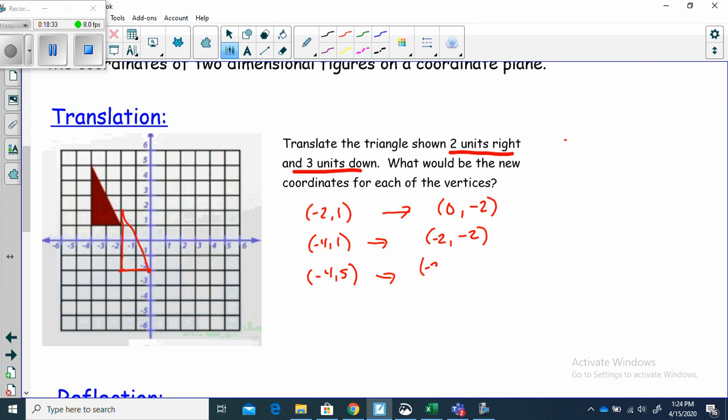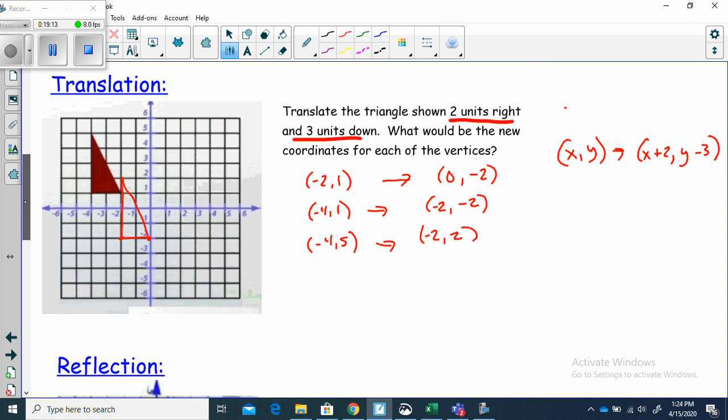Now let me show you something. It said in each case we were going 2 units right. That means on the x-axis we were going from x to x plus 2, because going right's 2 units, and 3 units down. That's y minus 3. Let's see if this works. Let's take this point. Each x we add 2. I've got -2 plus 2, 0. -4 plus 2 is -2. -4 plus 2 is -2. That works for the x. Let's look at the y. Y minus 3. 1 minus 3 would be -2. 1 minus 3 is -2. 5 minus 3 is 2. Okay, so that's what we've got for the translation.